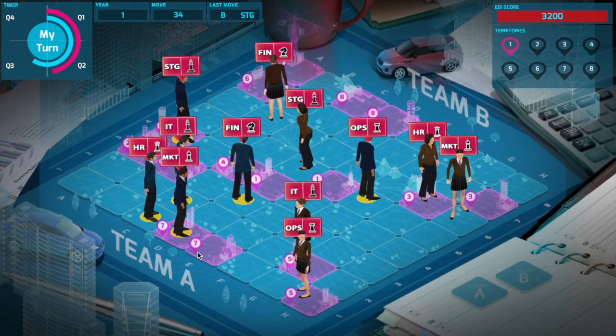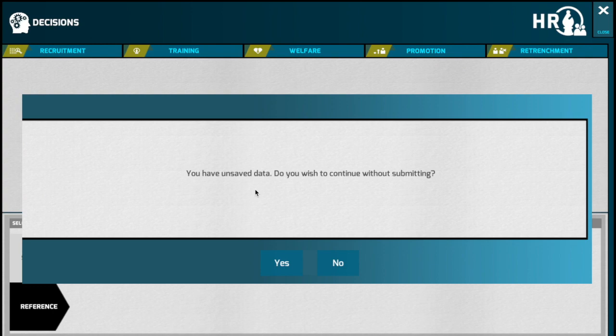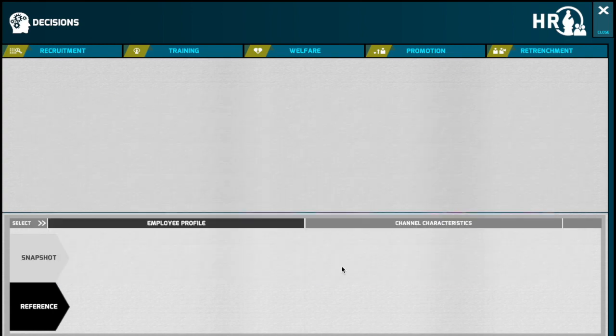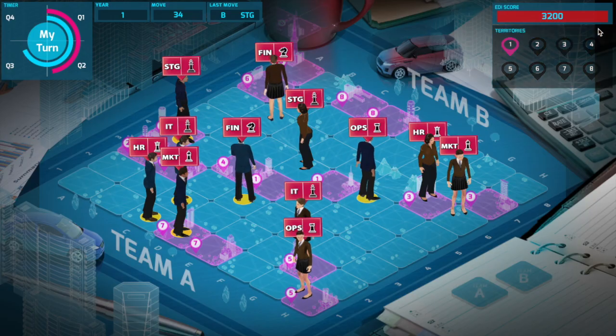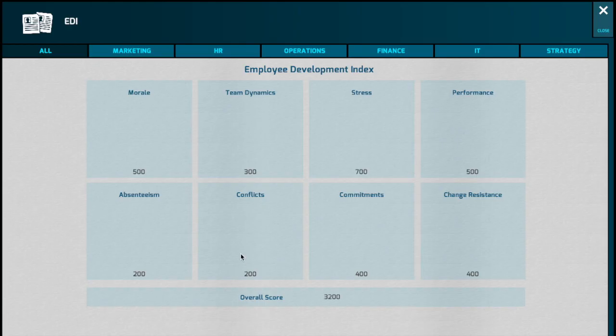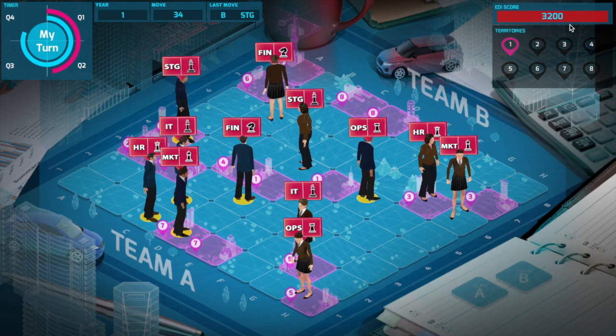I hope by now you've understood how to recruit people to your virtual organization. Let us now take a look at other key decisions that you as the head of HR are responsible for: training, welfare, and promotion. In order to understand them better, you would first need to understand one more important concept, the Employee Development Index. The Employee Development Index, or EDI as it is called, refers to your organization and department's culture. This parameter indicates how happy your employees are, and it is measured based on the way people in your organization handle situations and your ability as the head of HR to initiate welfare and training programs.